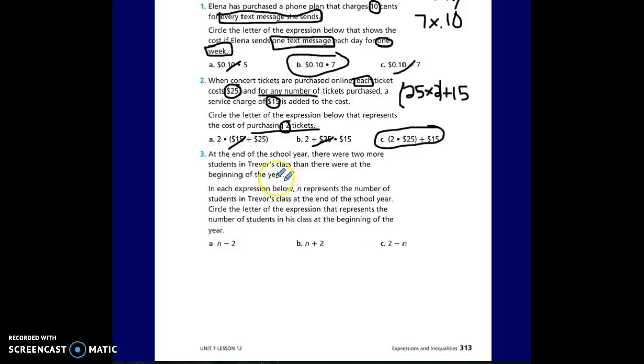So at the end of the year, okay, we're at the end of the school year, important information. There were 2 more students in Trevor's class than there were at the beginning of the year. In the expression below, n represents, important information again, n represents the number of students in Trevor's class at the end of the school year. Okay.